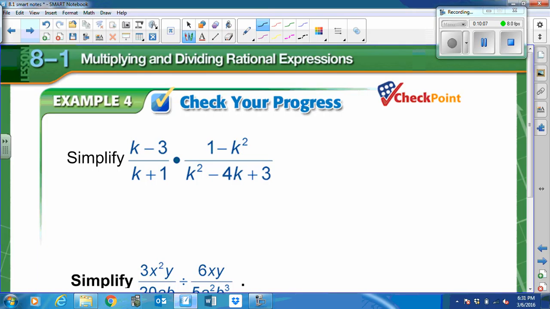So check your progress. I'm going to go ahead and do these. I would pause it and then see if you got it.